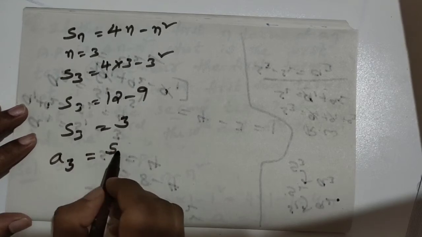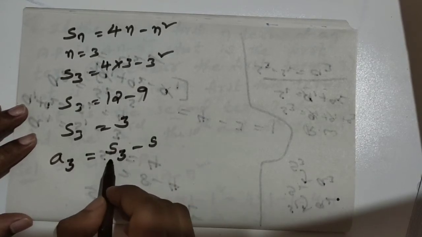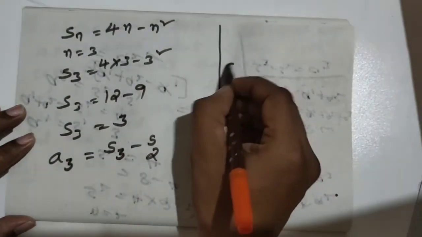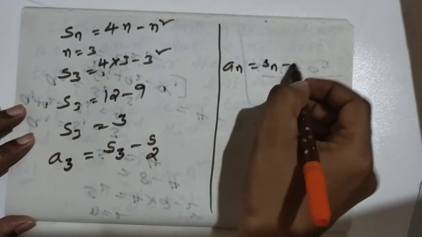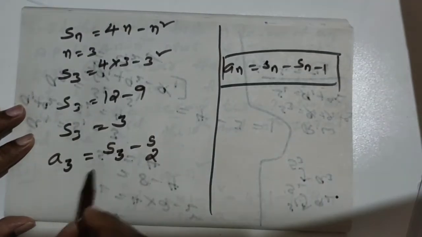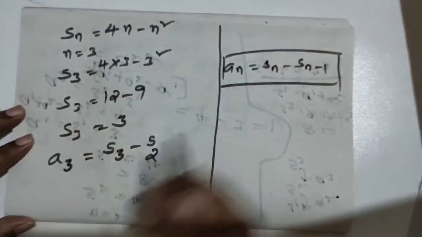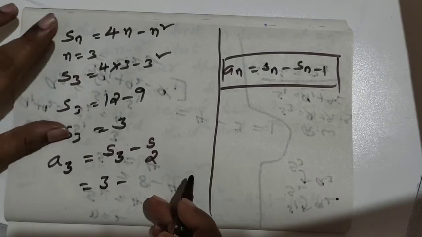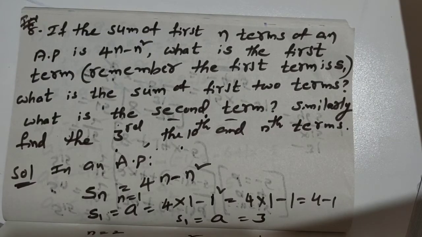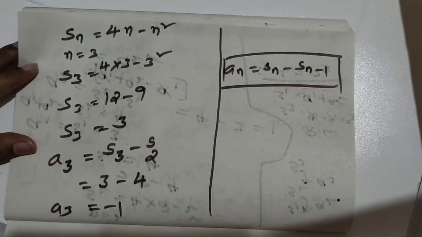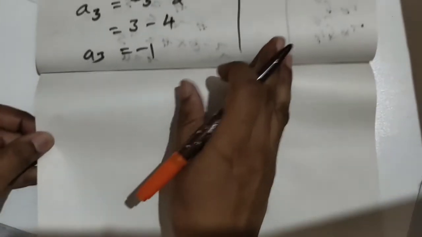Now we have to find A3. According to the rule, A3 is equal to S3 minus S2. Already in the previous one also I told one rule: to get An we have to write the formula Sn minus Sn minus 1. By seeing the pattern you can write it easily. Here S3 value is 3, minus S2 value, which is simply 4. So 3 minus 4, A3 is equal to minus 1. See children, like this you can get any value.